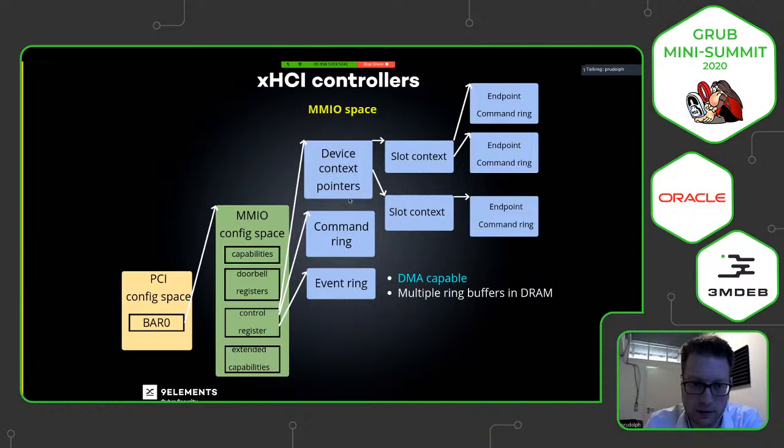I'll start with the device context pointers. So for every device you attach, there's a slot context, and you need to point to it, and every slot context in turn points to endpoint command rings. I'm going to explain those on the next slides. Then there's one command ring that's used to execute commands on the xHCI controller, and there's one event ring. That one is filled by the controller with events that happened.